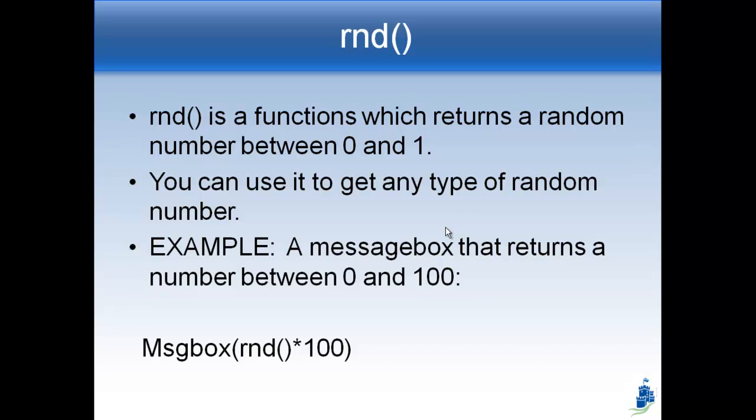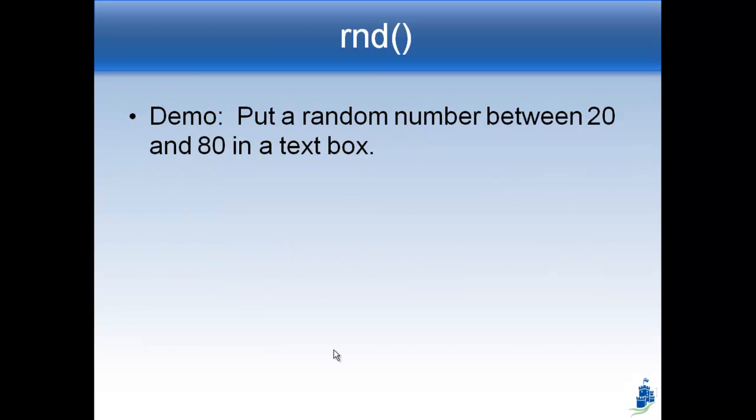So if I have a message box that says rand times 100, then I'll get some number between 0 and 1 right here. And when it gets multiplied by 100, if it was 1, it's 100. If it was 0, it's 0. And if it's any number in between, then it's some number between 0 and 100. So this is going to work perfectly. Again, rand, R-N-D, just gives us a number between 0 and 1, and we can multiply it by a bigger number if we want a larger span. So I'm going to show you real quick how to do this in Visual Basic.